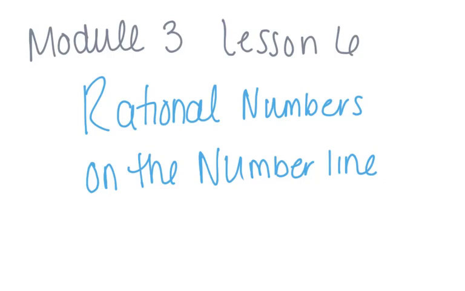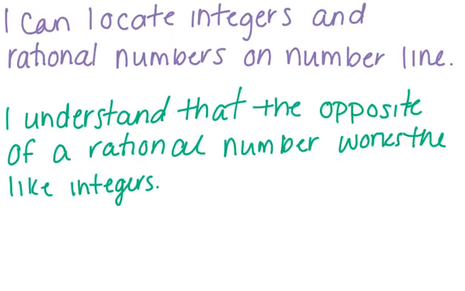Module 3, Lesson 6, Rational Numbers on the Number Line. Learning targets. I can locate integers and rational numbers on a number line. I understand that the opposite of a rational number works like integers.